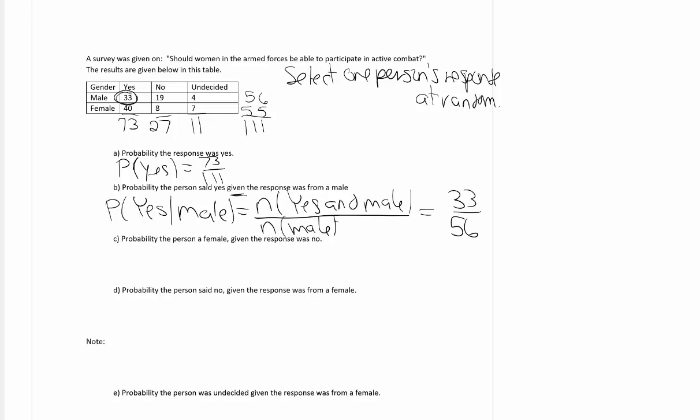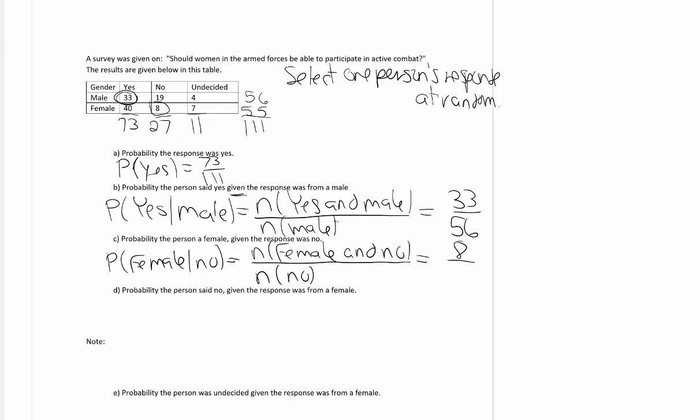All right, part C, the probability the person is a female given the response is no. So this is the probability of female given the response is no. So we'll do the total number of female and no divided by the total number that responded no. How many are both female and no? That's this 8 here. And the total no's was the 19 plus 8, that's 27.